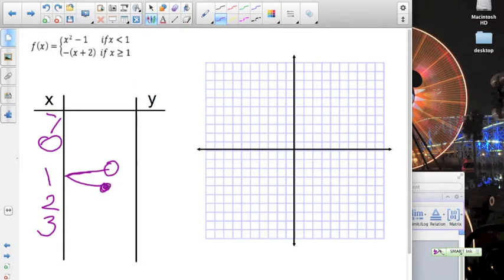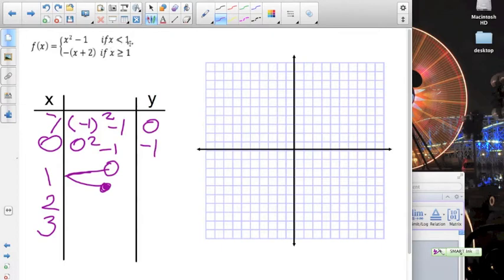Alright, so let's just plug in some numbers. Negative 1 is less than 1, so we take negative 1 squared, minus 1. And that would be 0. In case you haven't noticed, negative 1 squared is 1, and 1 minus 1 is 0. Now we're going to plug in 0. So we have 0 squared minus 1, and that's just negative 1.